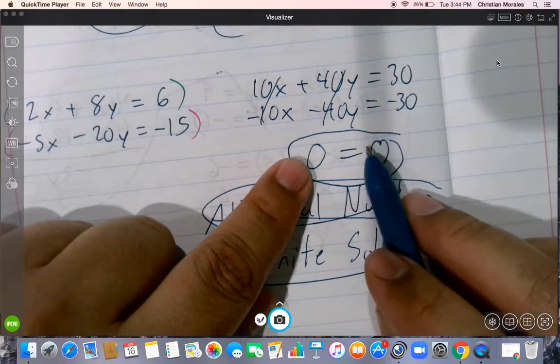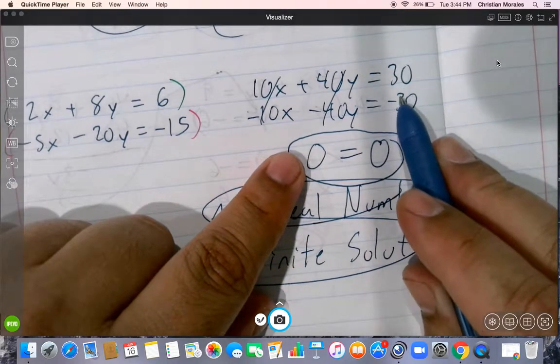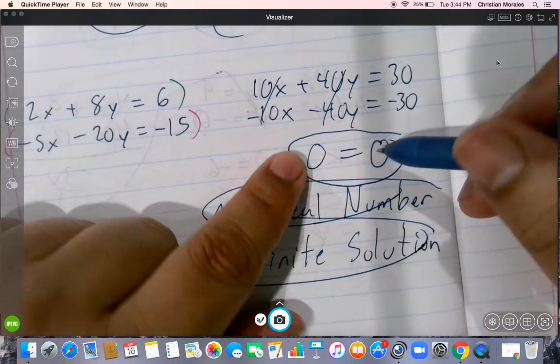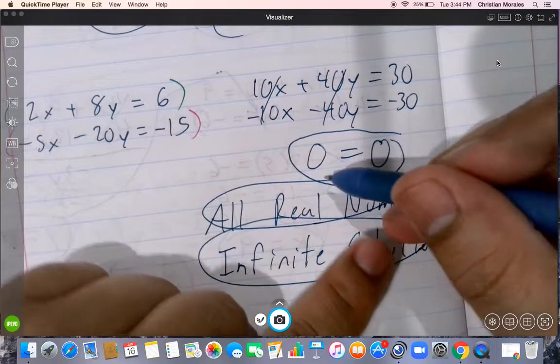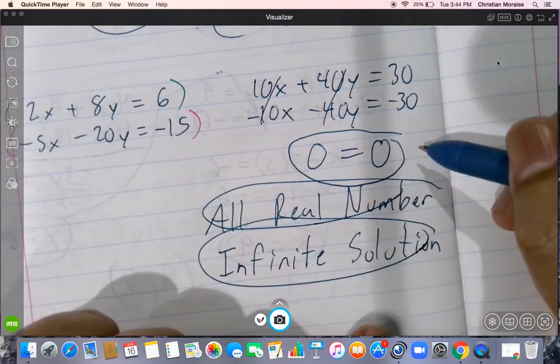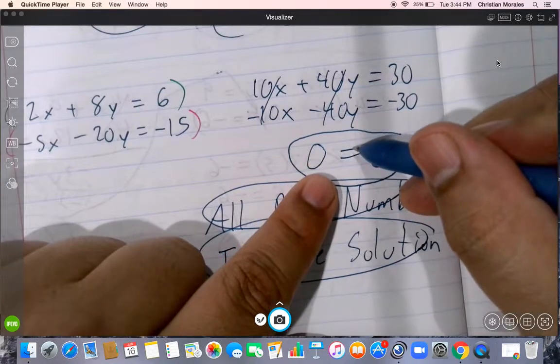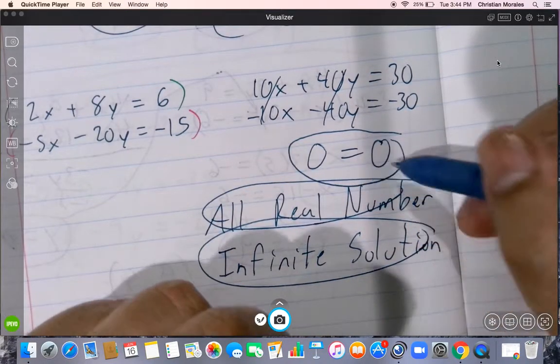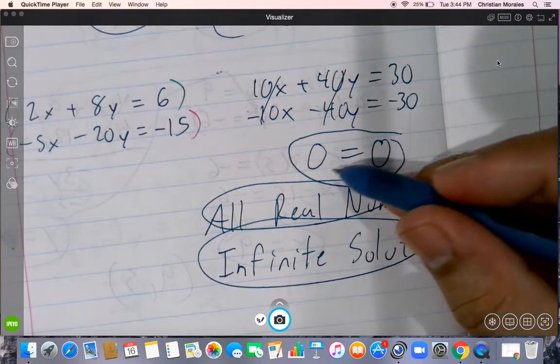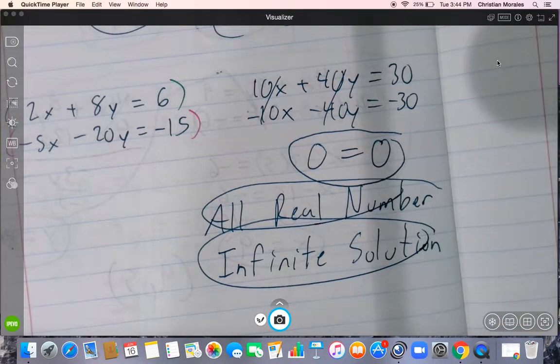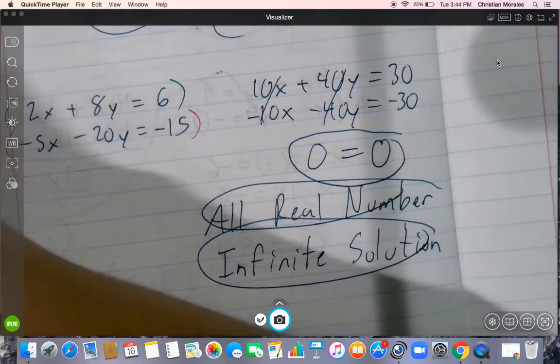Now, if this didn't cancel out, let's say this made 60. If this said 0 equals 60, that does not make sense. 0 is not equal to 60. This would be a no solution if they're not equal. So if they're not equal, write down no solution. But these numbers are equal to each other. So that's infinite solutions. And that's it, guys.